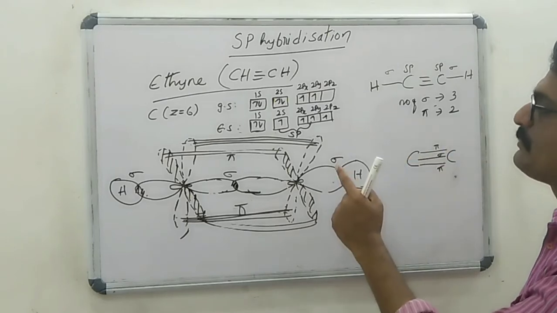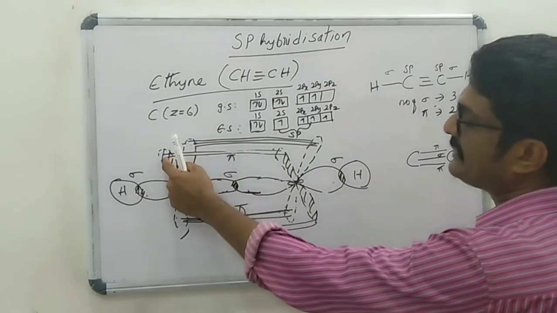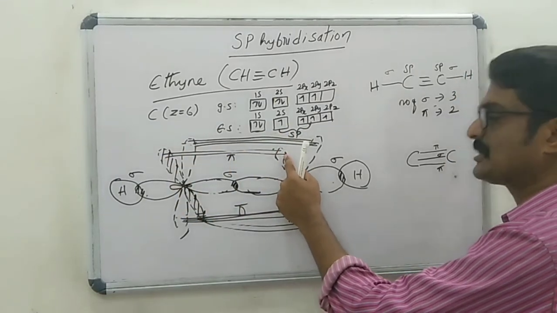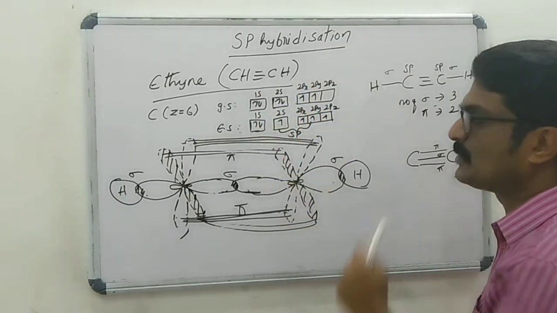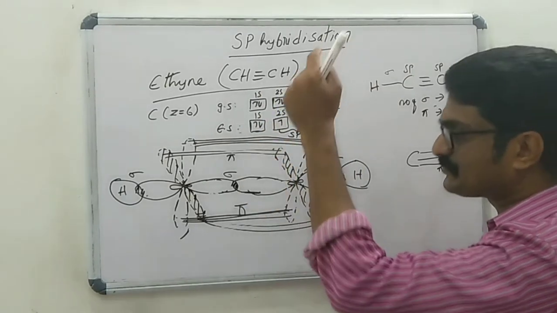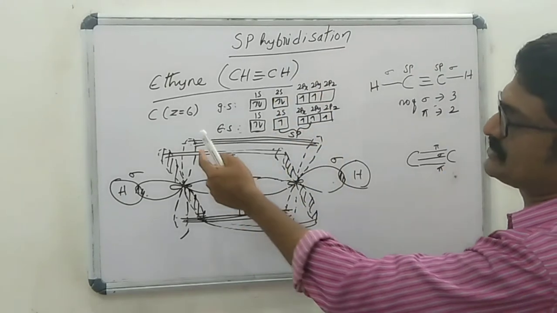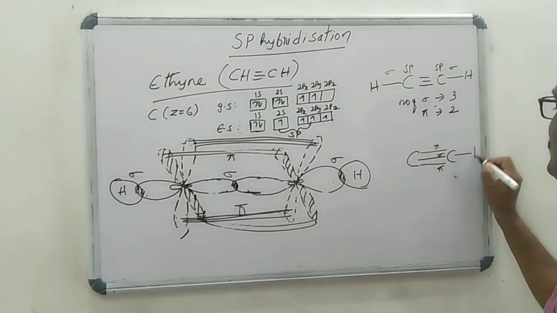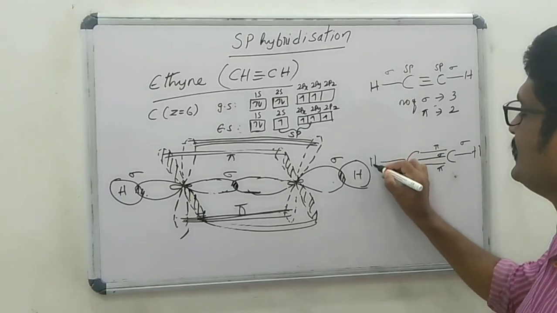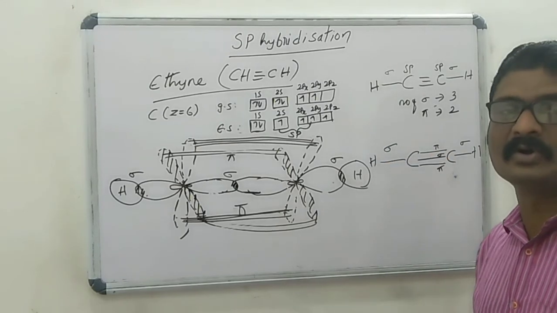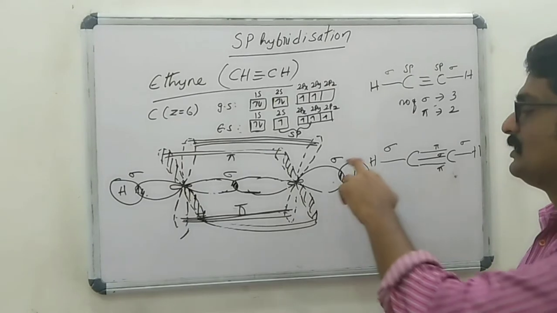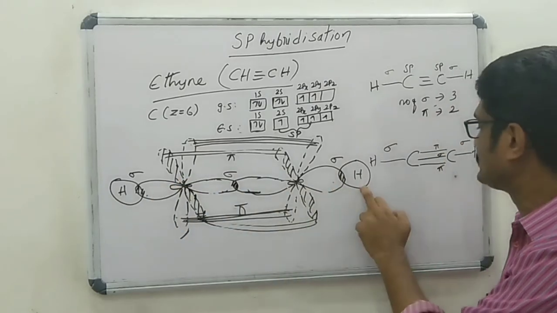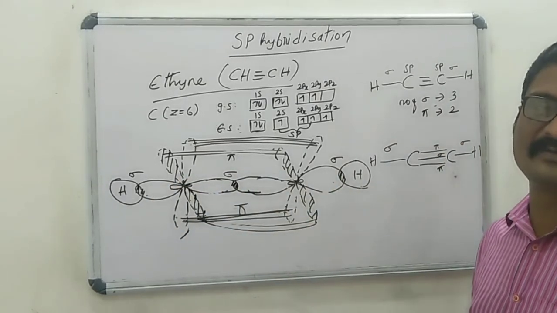The first carbon-carbon pi bond is formed by the sidewise overlapping of 2p-y orbital of each carbon atom, and the second pi bond is formed by the sidewise overlapping of 2p-z orbitals of each carbon atom. Then the carbon-hydrogen sigma bond is formed by the overlapping of the remaining one sp hybrid orbital of each carbon atom with 1s orbital of hydrogen.